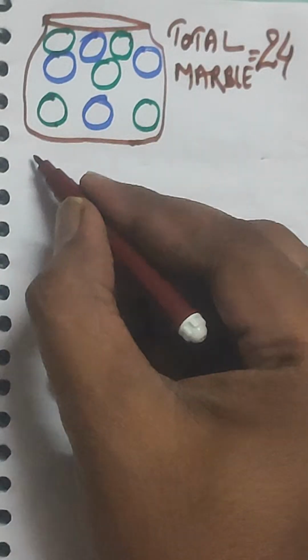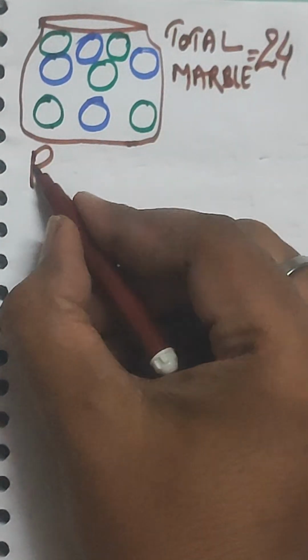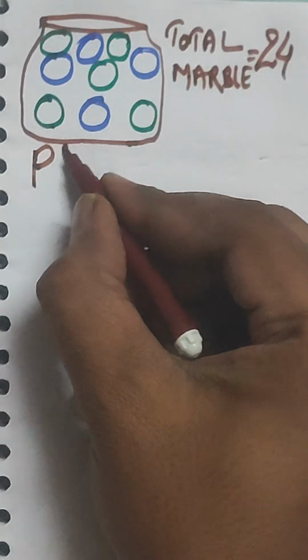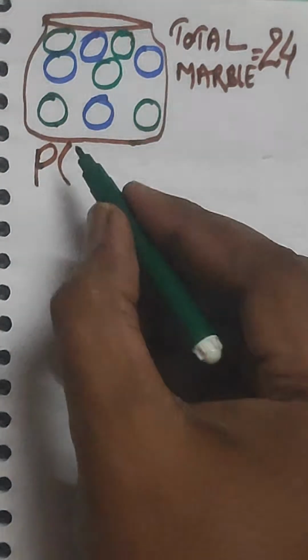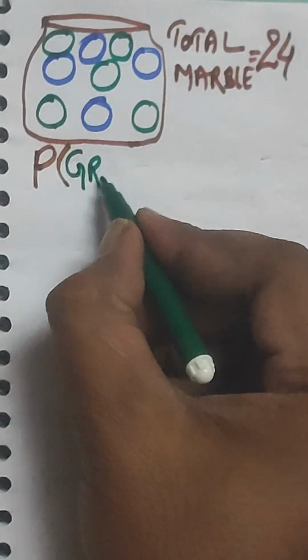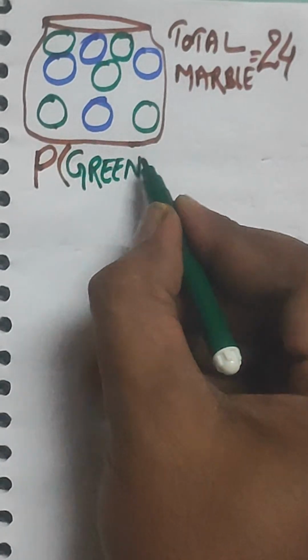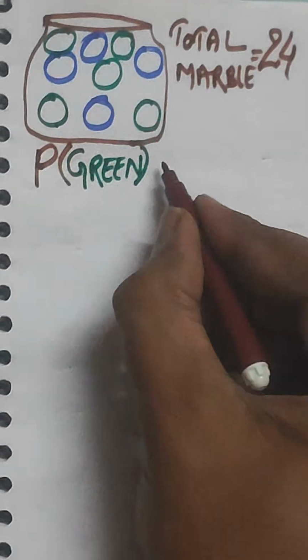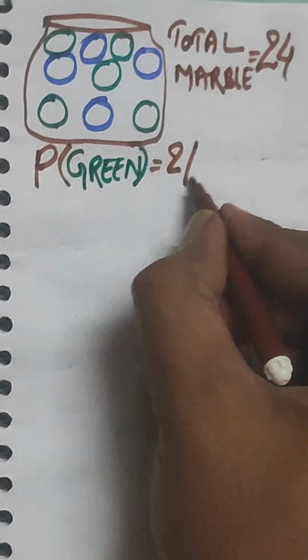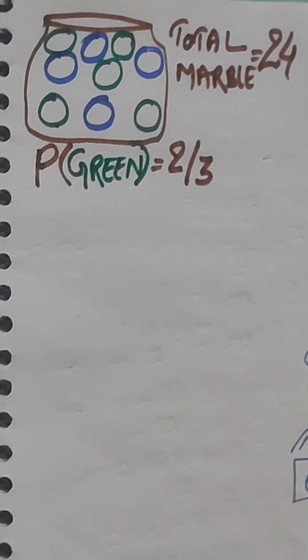The probability of the green marble is given to you as equal to 2 by 3. This is given in the question, right? Now find the number of blue marbles in the jar. So find the number of blue marbles in the jar.